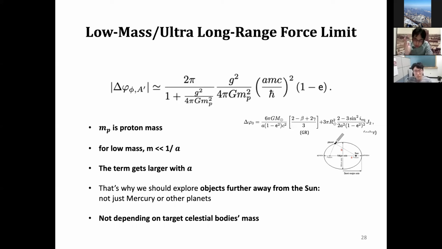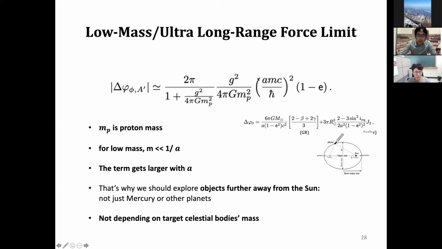That is also why people didn't really study things further away from the sun. Because if you only care about GR, you don't really need to care about all the other things. But because we care about new physics, we want to study things beyond the near Earth object. We want to study the main-belt asteroids. We want to study Hildas, Trojans, Jupiter Trojans, or TNOs. That's why we want to study things further away, and not just Mercury or other planets, because those are limited by their A.